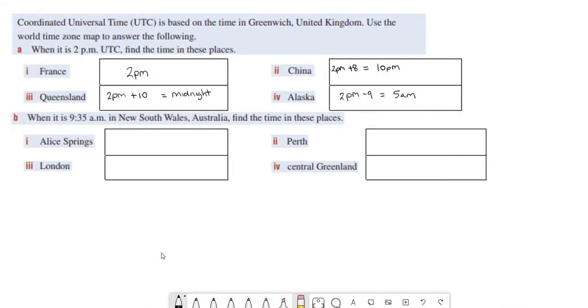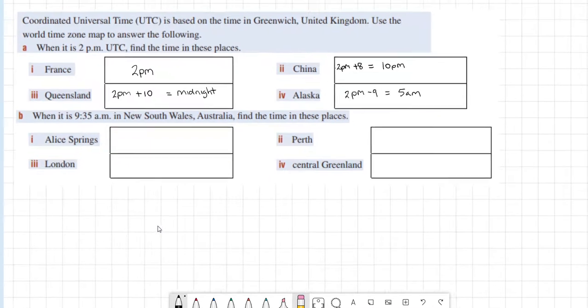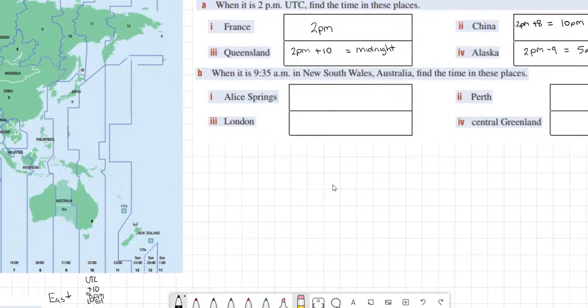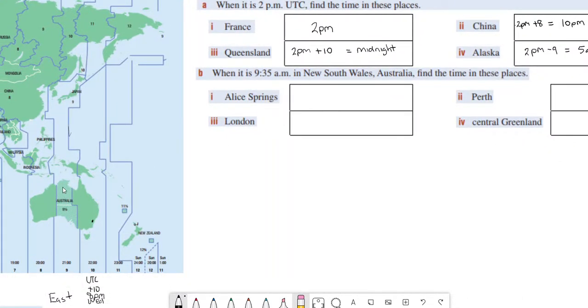Alright, last question. When it is 9:35 a.m. in New South Wales, find the time in these places. Okay, so Alice Springs. Now, remember, Alice Springs is in that half-hour time zone behind New South Wales. So if we take 9:35 a.m. minus 30 minutes from it, we'll have 9:05 a.m.